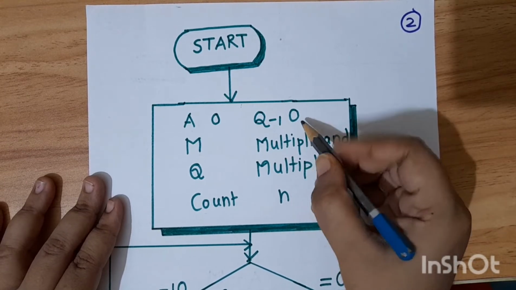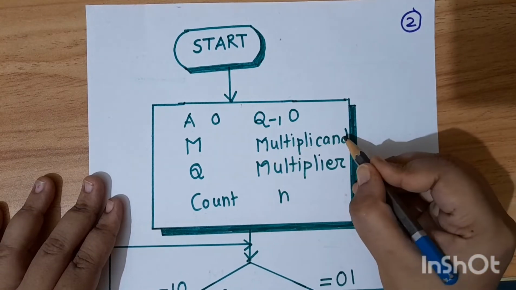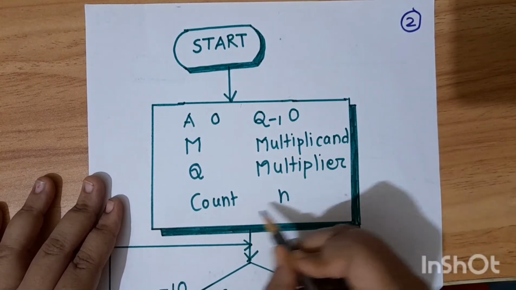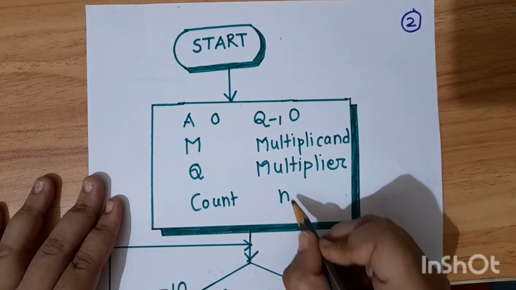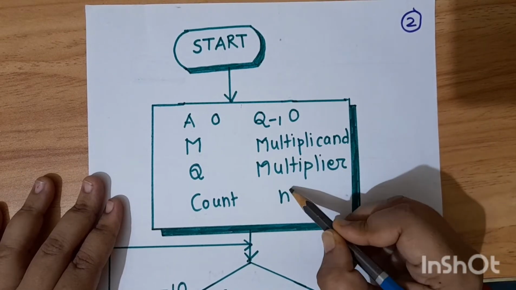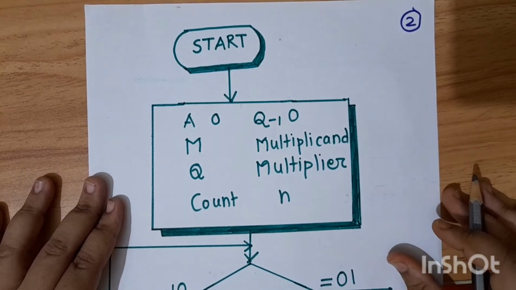M will contain the multiplicand and Q will contain the multiplier, and count n. N determines the number of times the loop of the algorithm will run, and n is equal to the number of bits of the multiplier.